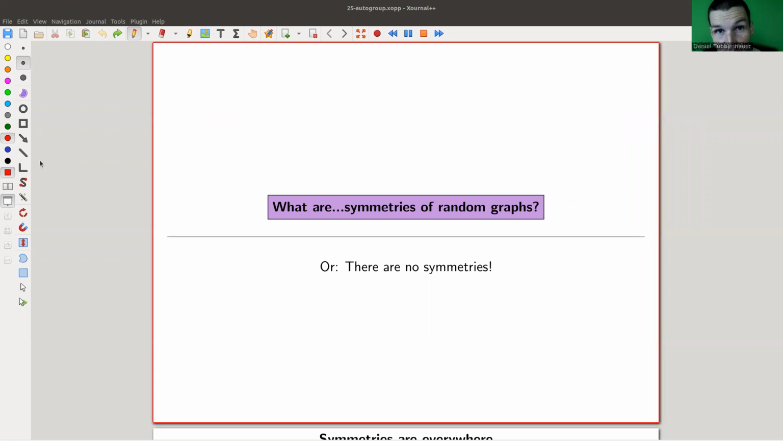Okay, welcome everyone to my continuation of what is algebraic graph theory. Today I would like to talk about symmetries and graphs. So symmetries of random graphs, it's kind of the formal title. But I actually really want to talk about symmetries in general, if you want.